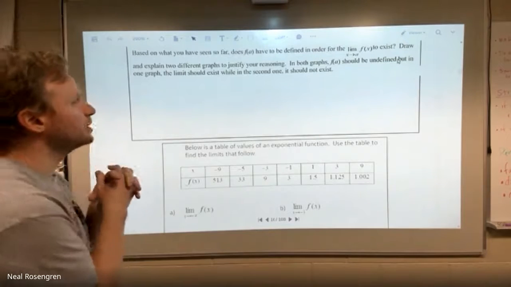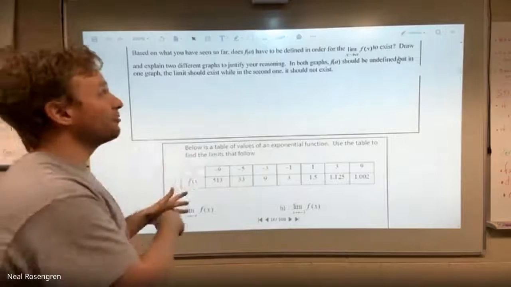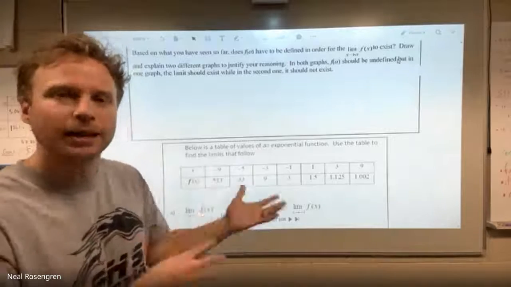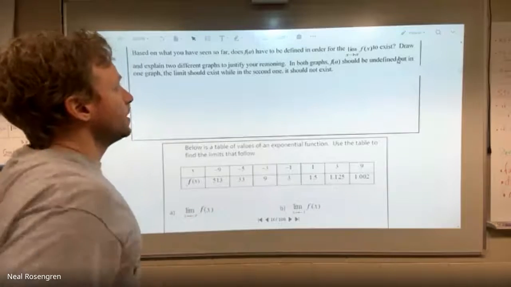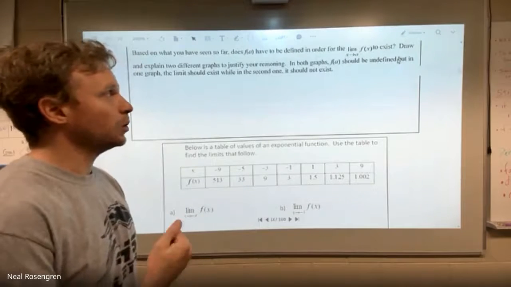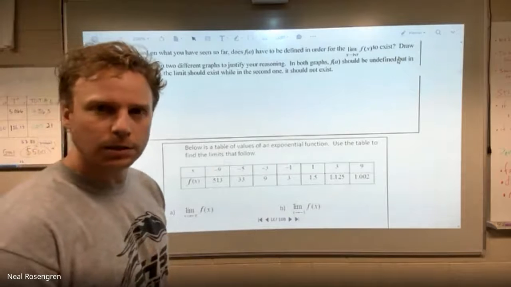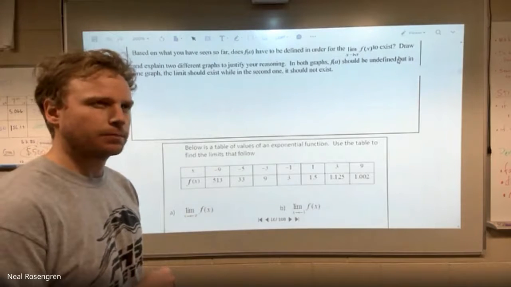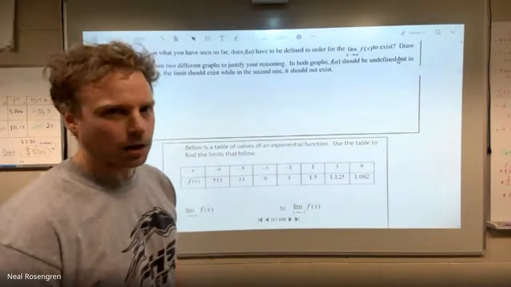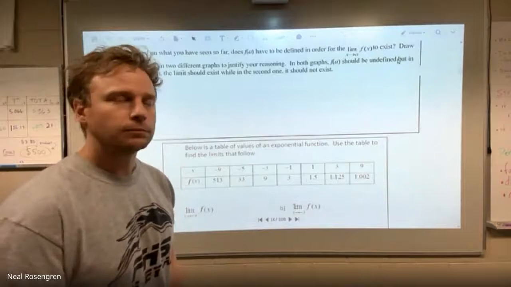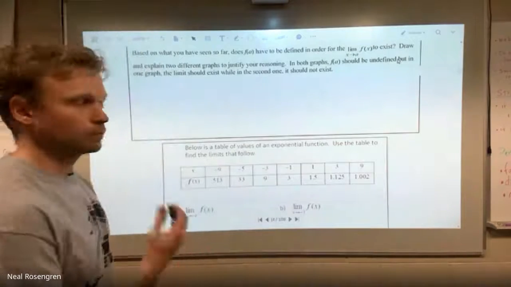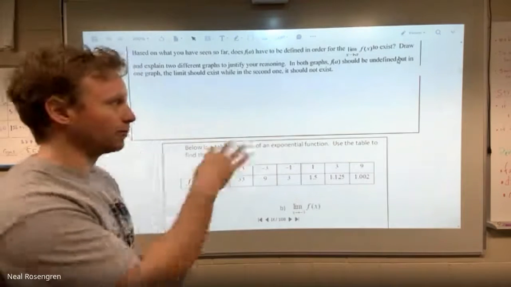So based on what you've seen so far, does f of A, so just some number, right? Sometimes we use C, sometimes any letter at the beginning of the alphabet is good for unknown constants. Does f of A have to be defined in order for the limit to exist? So does there have to be an actual y value at that number in order for the limit to exist as we approach that x value? Let's just answer that first before we move on.